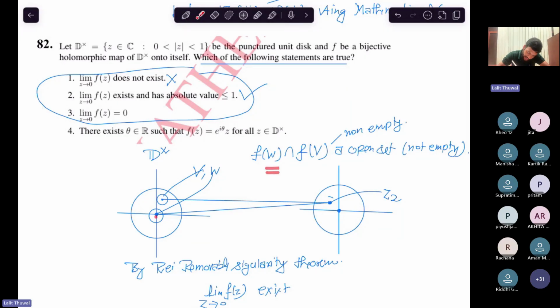So injectivity is lost. I mean, many of the points are coming to the same point, right? Because your function is given to be injective. So it means 0 cannot be outside, 0 cannot be other than 0. Okay, so the limit of 0 must be 0.